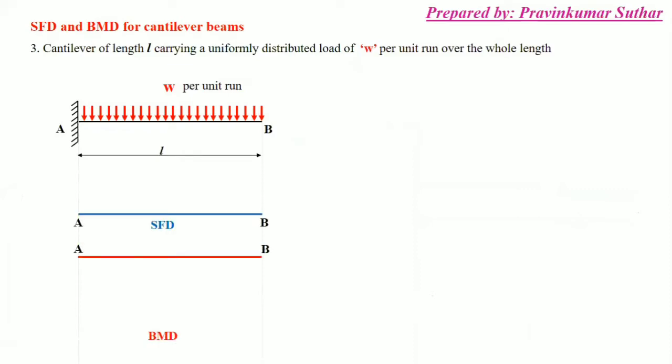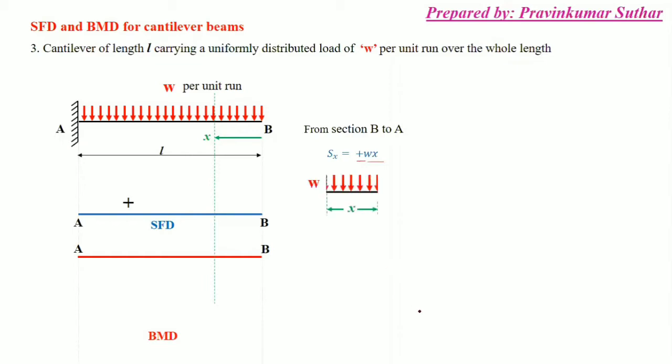So first we will make the reference for SFD and BMD. After that, in this case, we will move from the free end to the fixed end, or we can say simply from point B to point A. So this is the shear force equation. This is simply plus wx. As per the sign convention, this is positive shear force, and the value of shear force is wx.